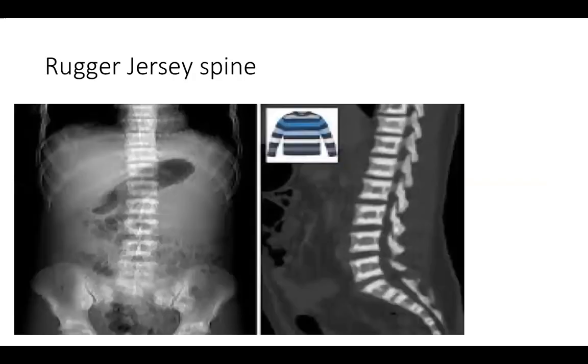Then how does it affect the spine? The typical spine is a rugger jersey spine. It appears like a sweater, a striped sweater. And again, the reason is subchondral bone deposition and the excessive bone resorption in the center. So it gives a classical light and dark appearance of the spine. And that's why it's called rugger jersey spine.